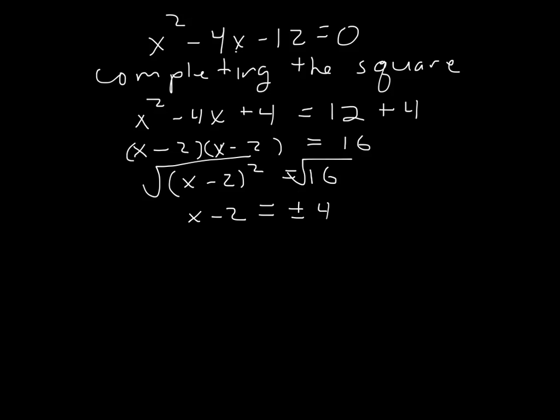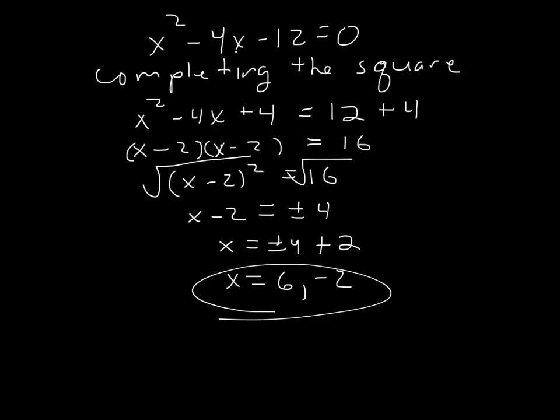And then finally, we're just going to add 2. So we have plus or minus 4 plus 2. Because I added this 2 right here. I got rid of that and moved it over to the other side as plus 2. And then finally, positive 4 plus 2 is 6, and negative 4 plus 2 is -2. And we have the same answers for the third time. Isn't that fun?